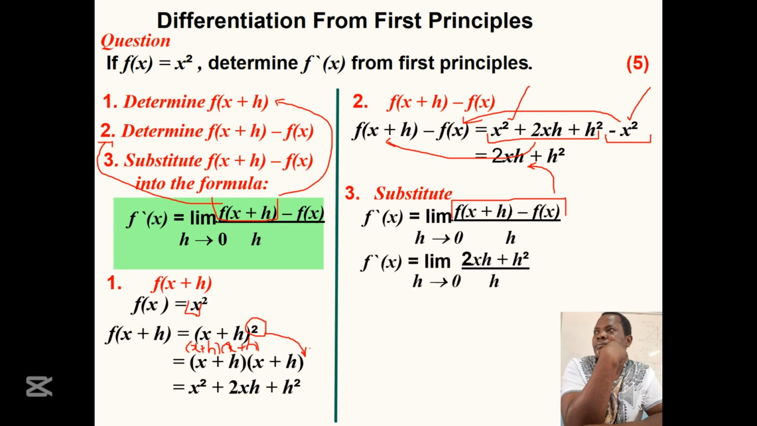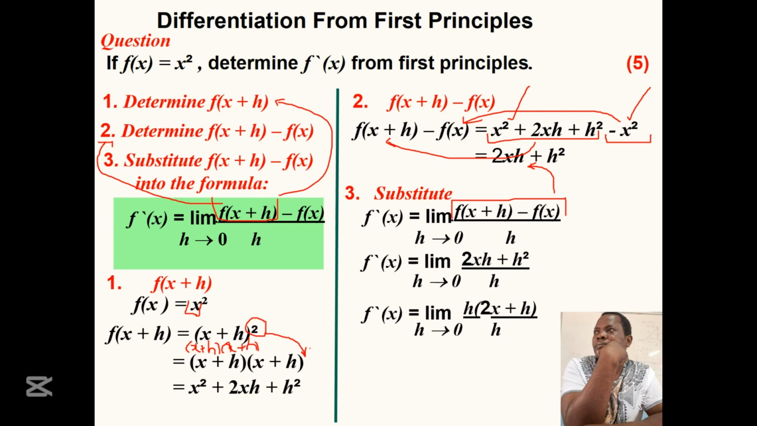Now our expression will look like this. This is the limit of 2xh plus h squared over h as h approaches 0. Then to complete your answer, we use factorization. Factor out h from the numerator.